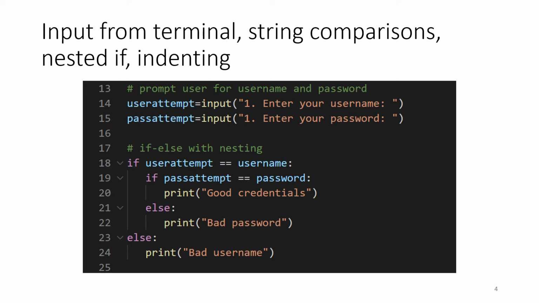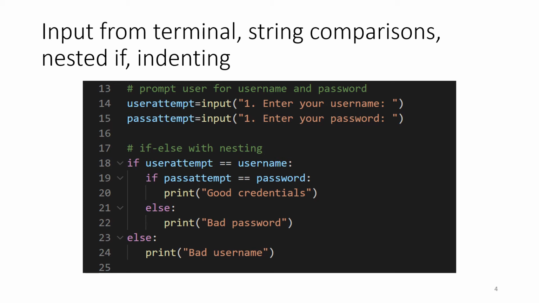If the user attempt was equal to the username, then we go into 19 and we ask a further question: if the password attempt is equal to the actual password. So we have an if inside one of the branches of another if. This is known as nesting ifs. We see here that compared to some other languages, we are using colons and indenting rather than curly brackets. So the indenting is very important to keep track of in Python.